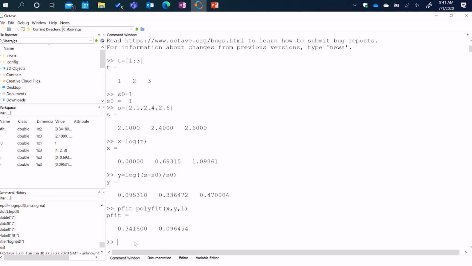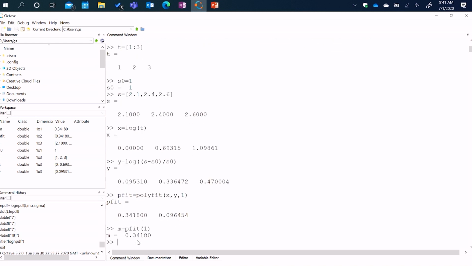So I'll have two values, the slope and the intercept. The slope value I'm going to assign to the variable m. m is the first element of pfit, which is what I'm going to assign to slope. And similarly, c intercept is negative of pfit of 2, and the negative is because of the form that we had in our expression there. Okay.